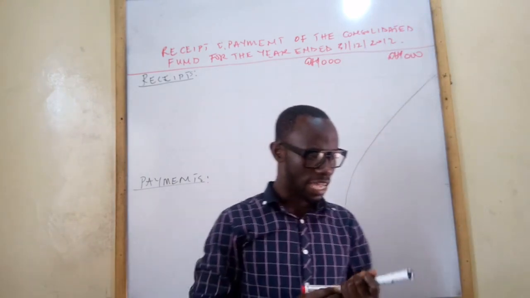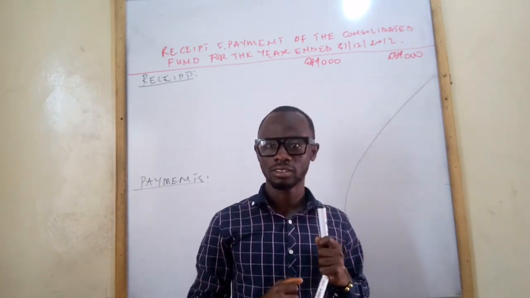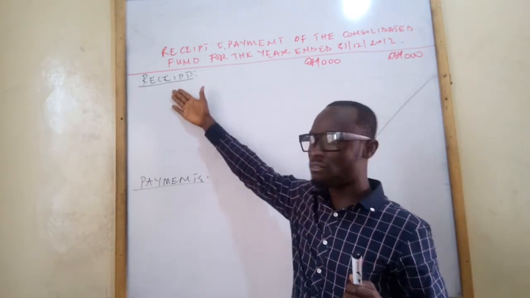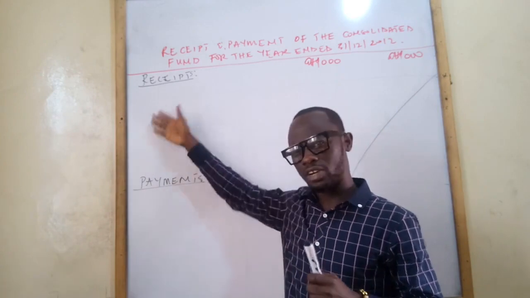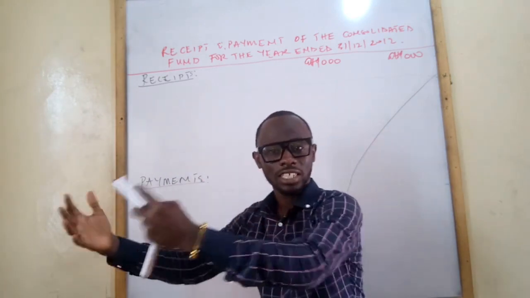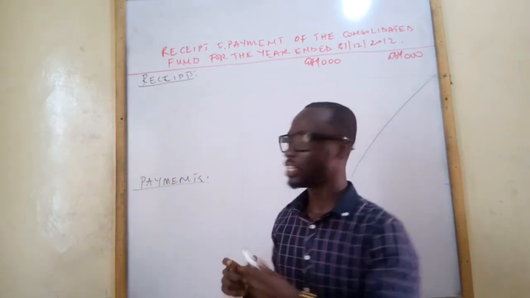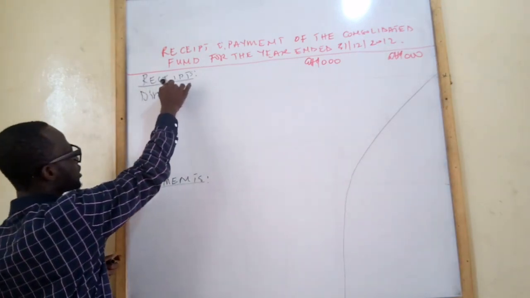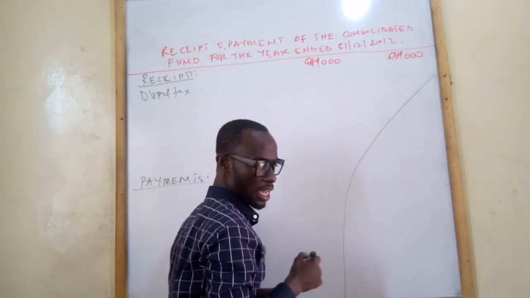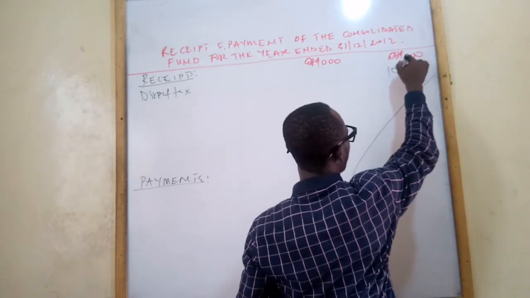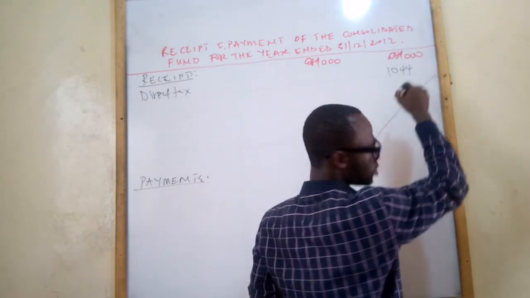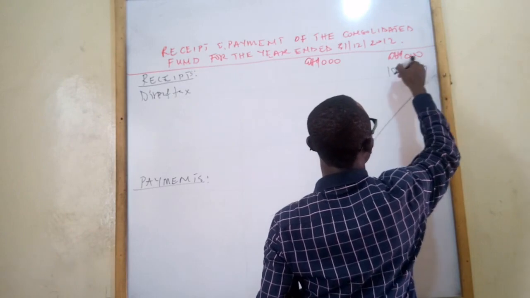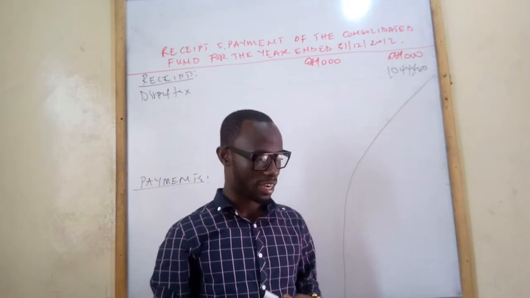So let's look at the first item, direct tax. Direct tax, is it a revenue or a payment? Is it a receipt or a payment? Direct tax is a revenue into the consolidated fund. So we bring it up, straight up. Okay, so direct tax, and that is 1044460. So we bring the direct tax like that.